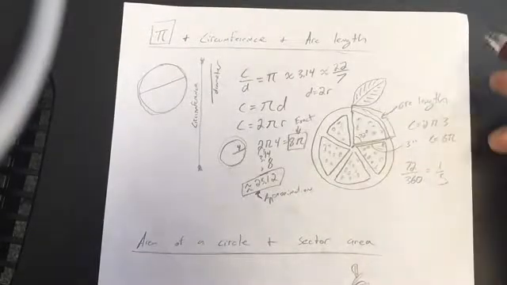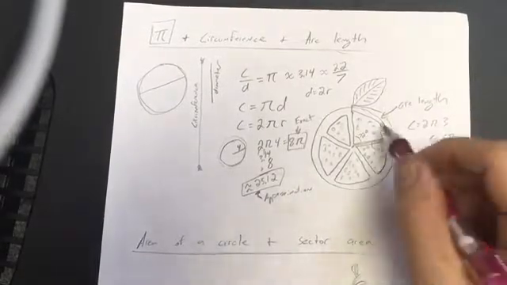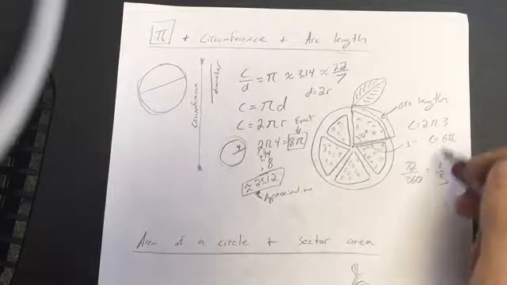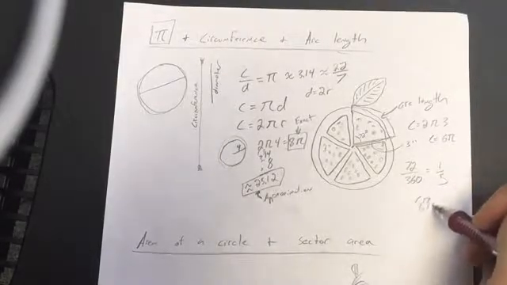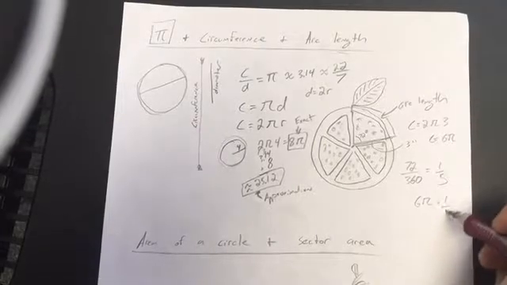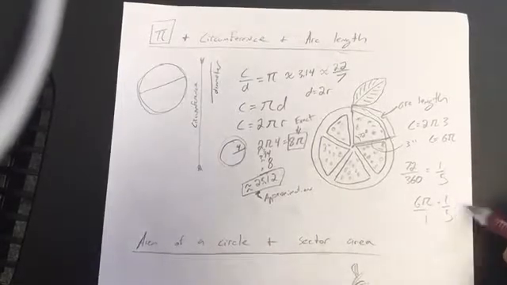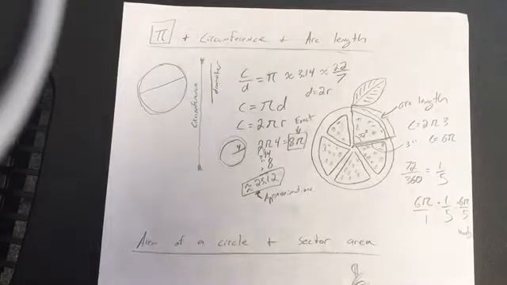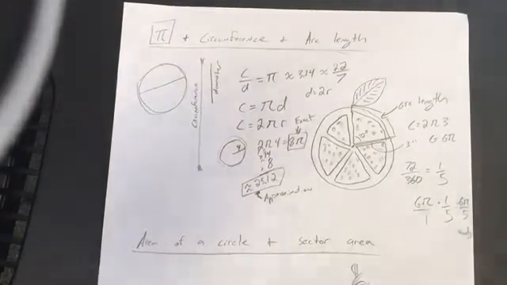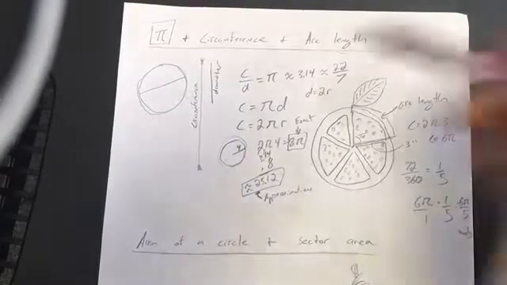So it makes sense logically that my arc length is going to be 1/5 of the circumference. So my circumference is 6 pi times 1/5, which is equal to 6 pi over 5, and this is units. This is just a length unit. It's a linear unit. It's not a square unit. Okay, that pretty well covers pi, circumference, and arc length.